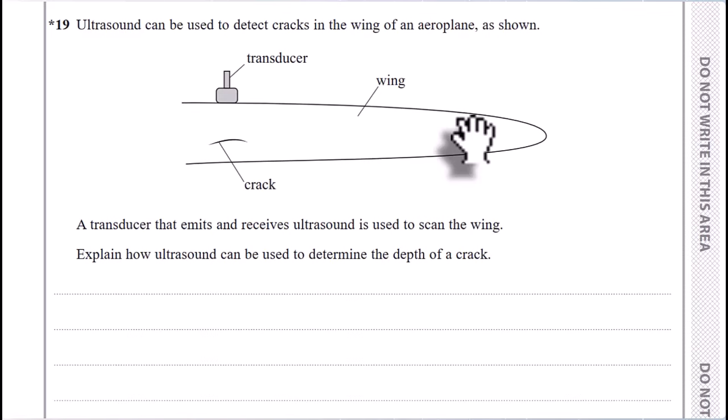Let me give you another insight. Actually, let me show you another question that has the exact same marking points as this one. The reason I'm showing you this is the context might be different. In your session, you might not get a question using a crack in a wing. It can be a completely different context. But the underlying concept, when it comes to ultrasound and pulse echo, remains the same.